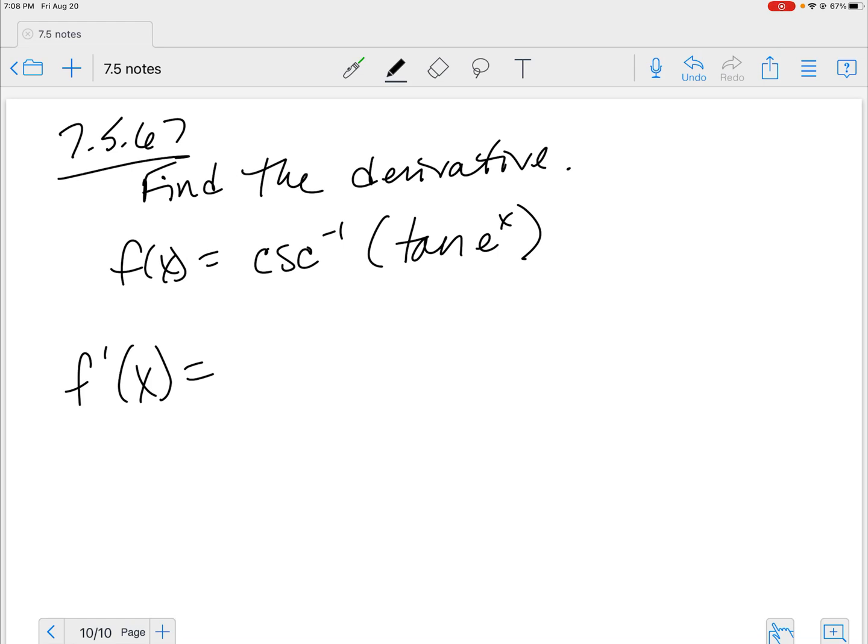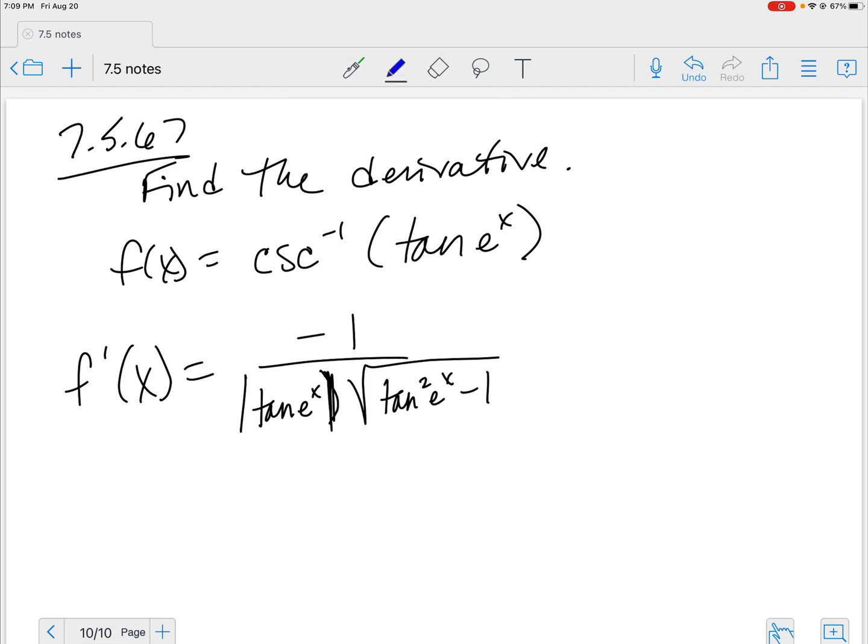Remember the derivative of cosecant? Yep, same thing as secant except with the negative. So this is going to be negative 1 over, and remember it's the inside function, so the absolute value of tangent of e to the x, times the square root of tangent of e to the x squared, so this is tangent squared of e to the x. I don't want to write all that in there.